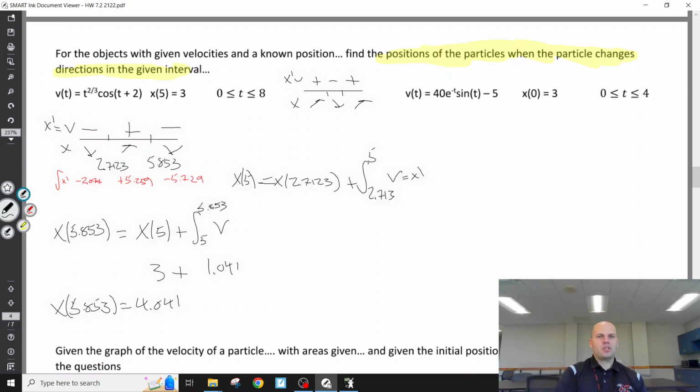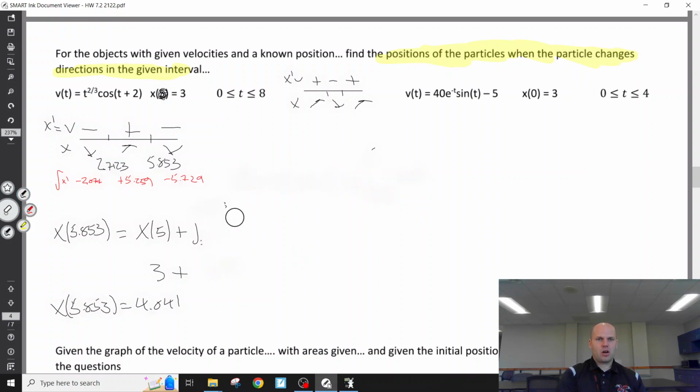Don't like this problem. This makes it too complicated giving you this position at 5. I probably should have given you the position at 0. Why don't we just work with it at 0? I'm sorry for changing it, but I like it because I like this work that we did. X of 0 is 3.